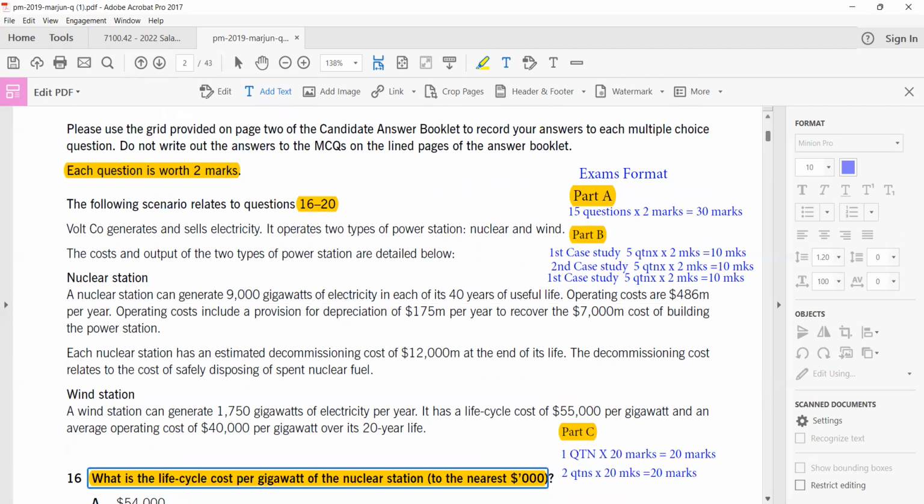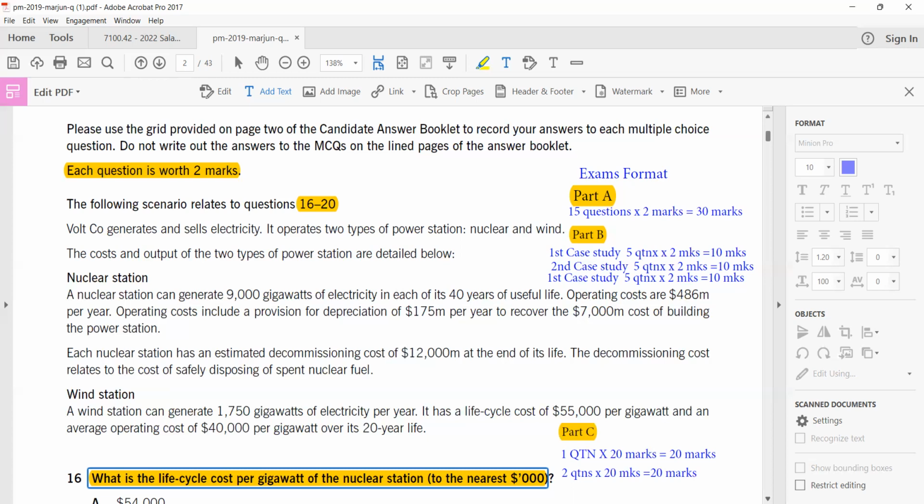VoltCo generates and sells electricity. It operates two types of power station, nuclear and wind. The cost and output of the two types of power station are detailed below. Nuclear station. A nuclear station can generate 9,000 gigawatts of electricity in each of its 40 years of useful life.